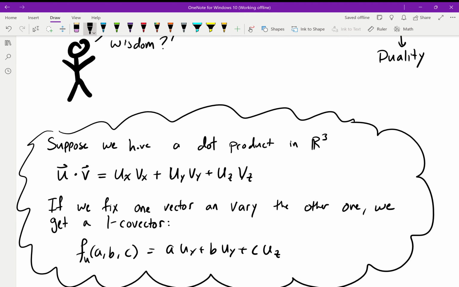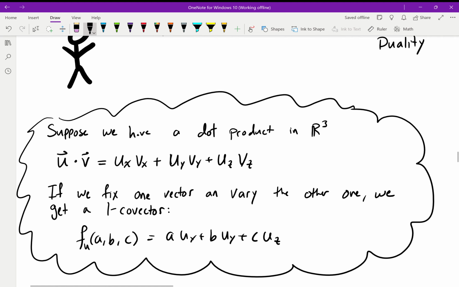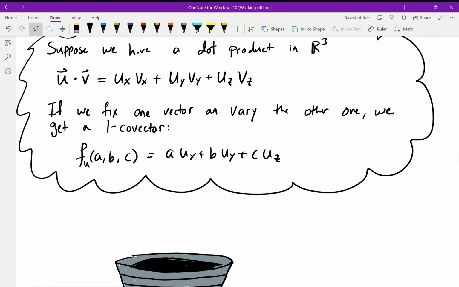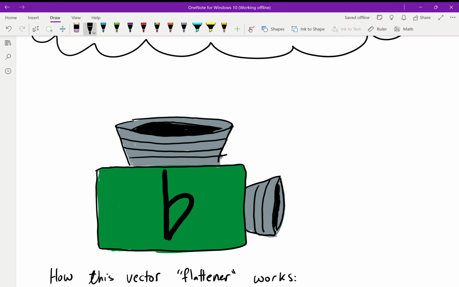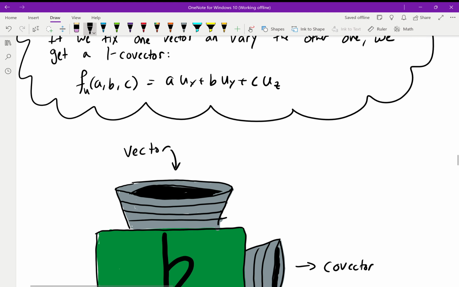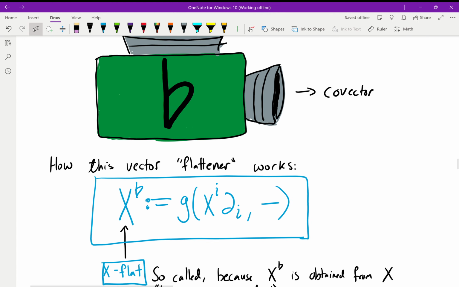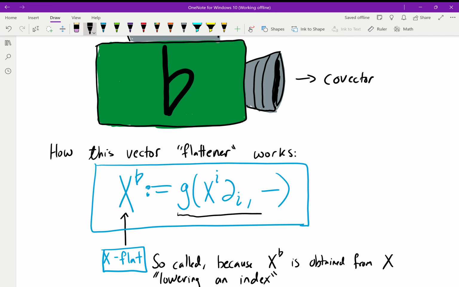So the great thing about dot products is it gives us a natural way to convert a vector into a corresponding covector. And so this means that we should probably expect a similar thing for Riemannian metrics. So let me introduce to you the vector flattener. You just toss a vector into flat, and then out pops a covector. The way this works is a generalization of what is going on in this example, only instead of the usual dot product, you use your Riemannian metric here.